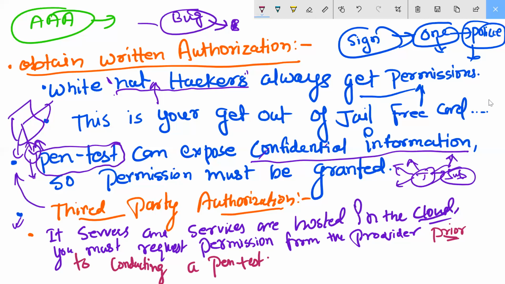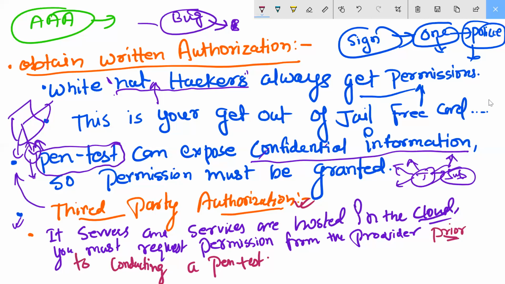Yes, sir. In third party authorization, many small scale industries or institutions have their websites and things maintained in the cloud, like GoDaddy. There are so many clouds. Google has a cloud, Amazon has a cloud, and Azure is the Microsoft cloud. So the companies are hosting everything there, keeping all their data inside that cloud.